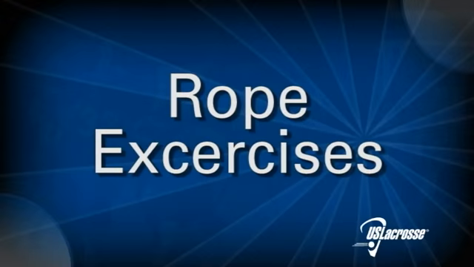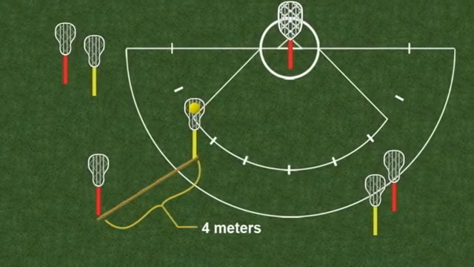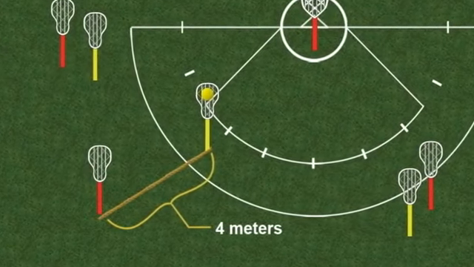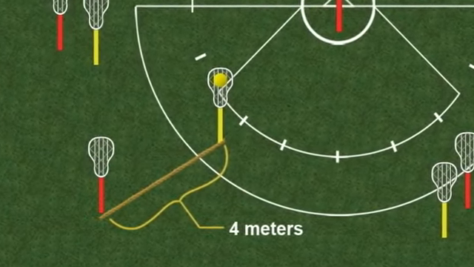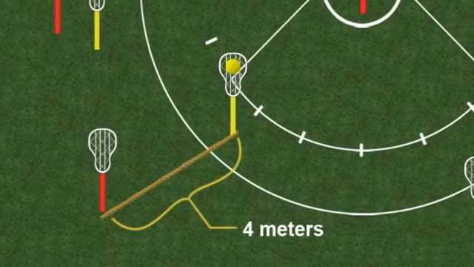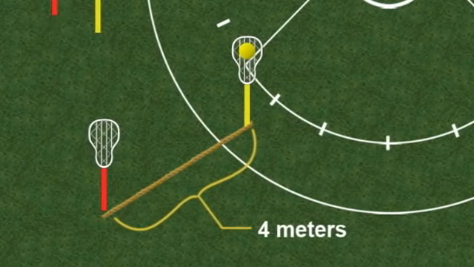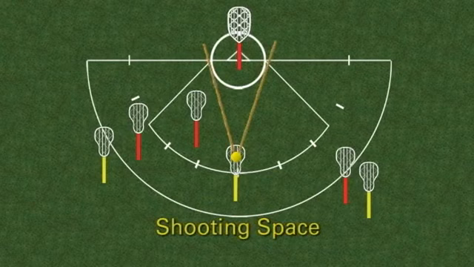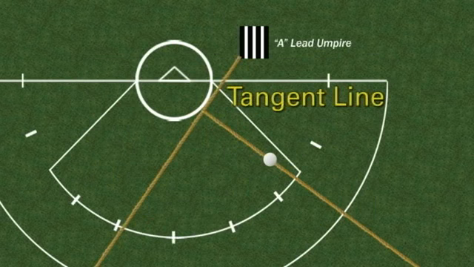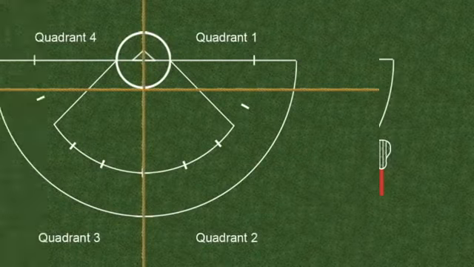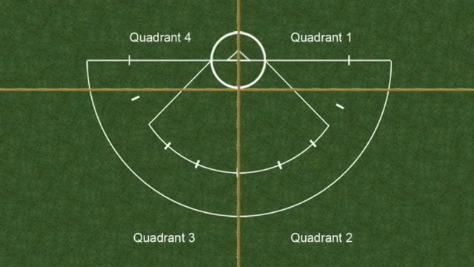Rope exercises. Using ropes can be an extremely valuable tool to clearly and visually define specific distances and shapes. Namely, these can help to show the frequently used 4-meter distance, to define the area called shooting space by extending each end from the goal circle's edge with the middle of the rope to the shooter, to lay out the tangent lines for a lead umpire, to define a penalty lane, and to lay out the quadrants of the field in order to demonstrate the proper positioning of the lead umpire.